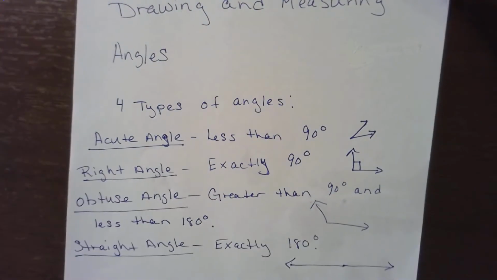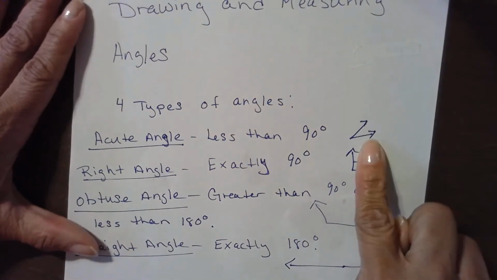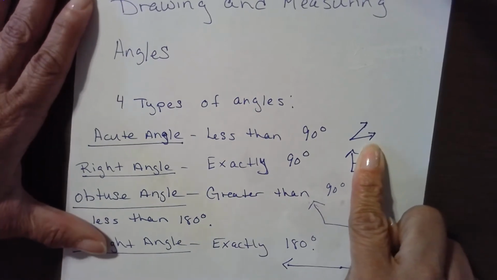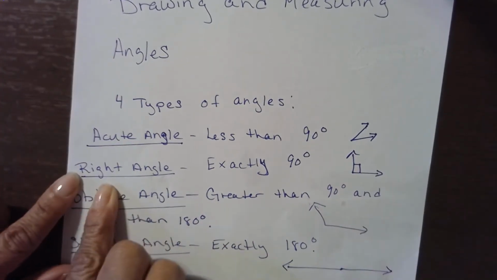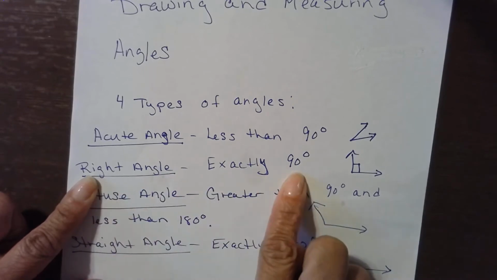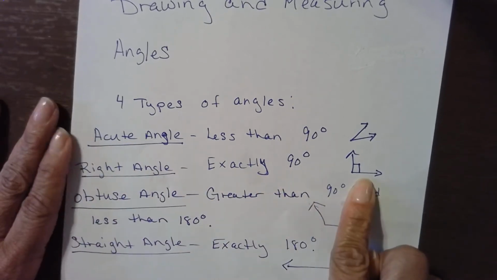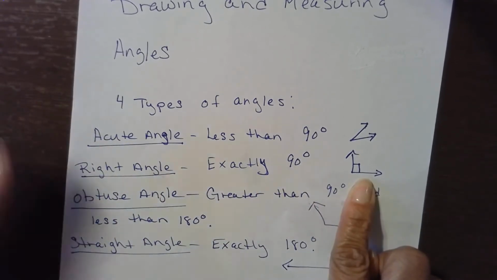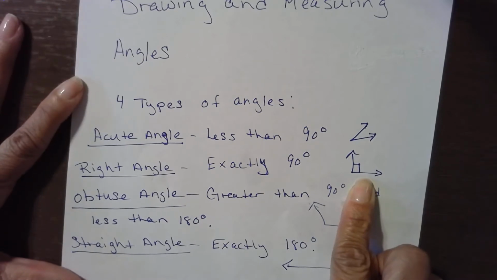The first type is an acute angle. It is less than 90 degrees. Here's an example of what an acute angle might look like. The next one is a right angle, and it's exactly 90 degrees. Here's an example. It should have the little box in the corner, but it doesn't always.